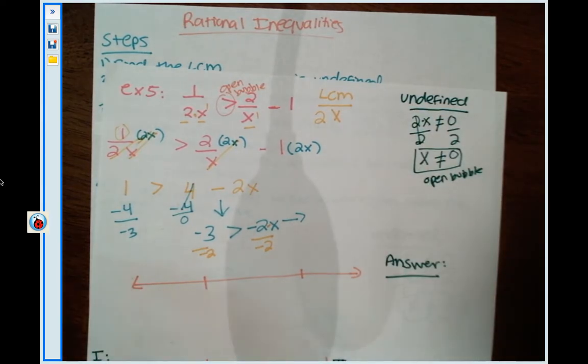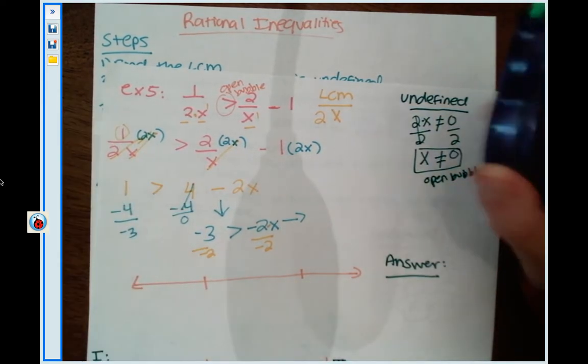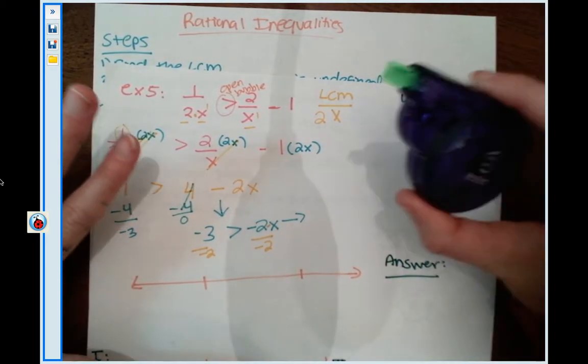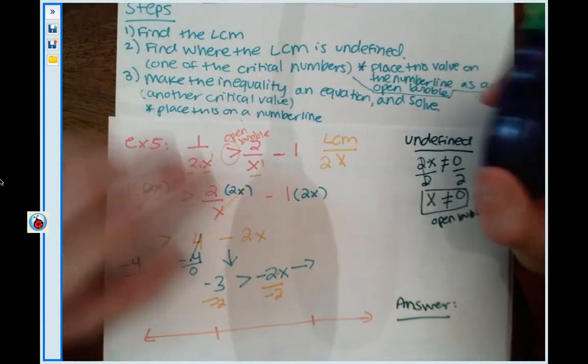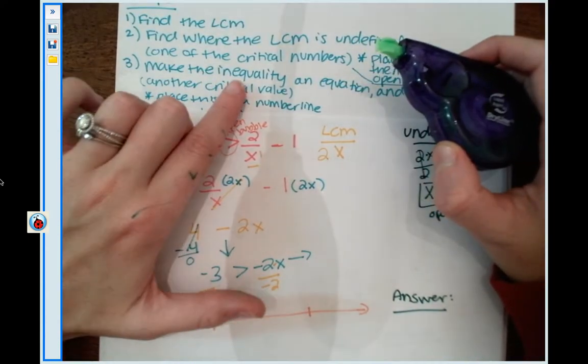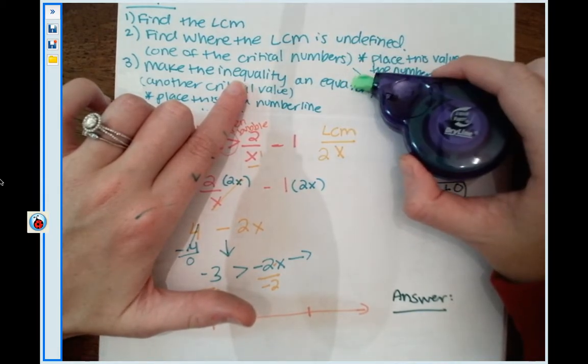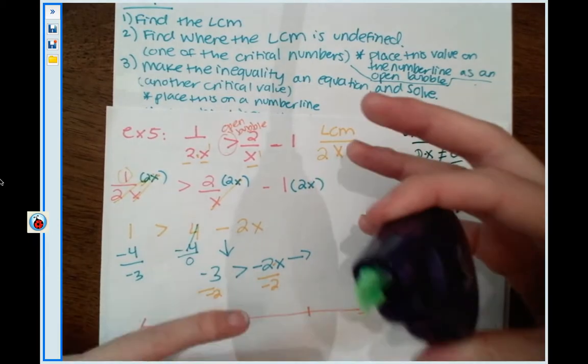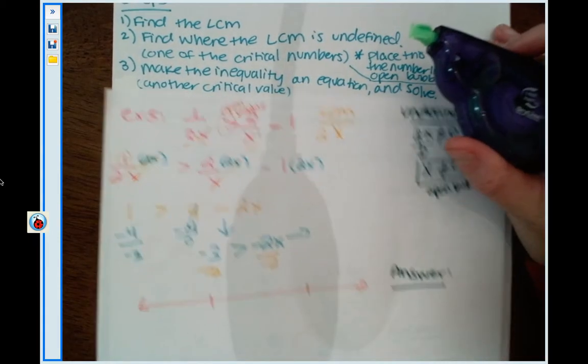Actually, Miss Long made a boo-boo. Sorry, you guys, I just realized this. It's not a big boo-boo, so don't get too mad. You can get mad at me, but don't get too mad. What was Miss Long supposed to do with this inequality symbol? Make the inequality an equation. I got so caught up in solving, I forgot to make my inequality an equation.